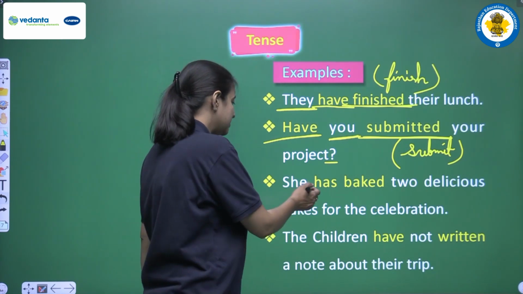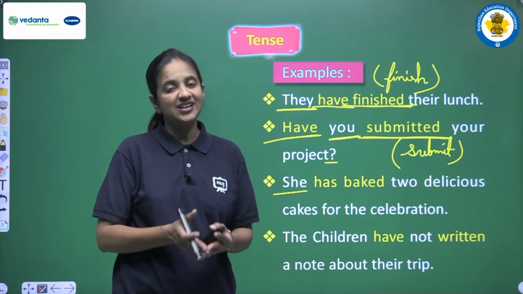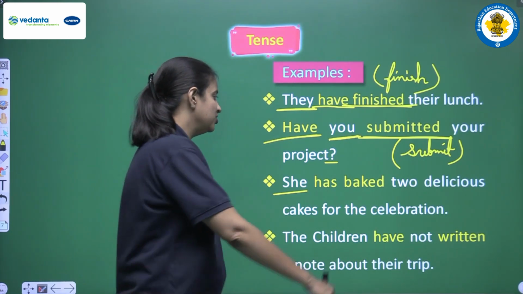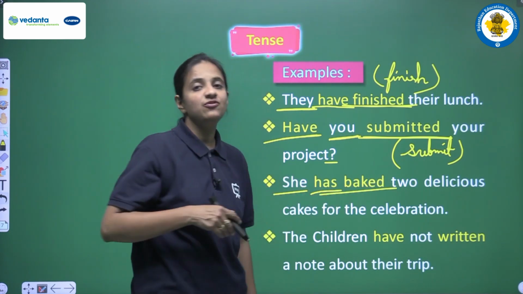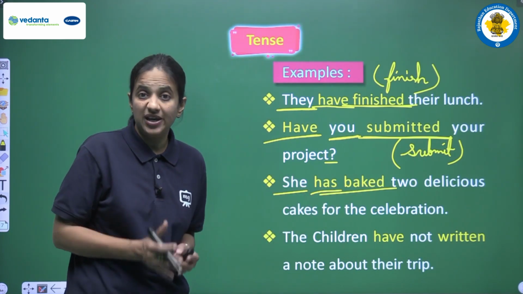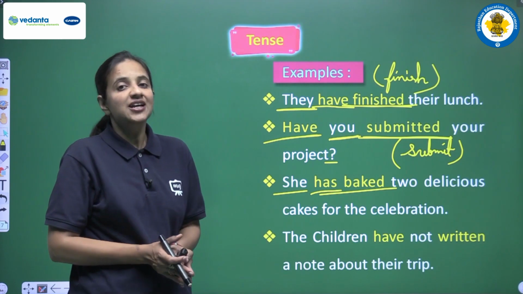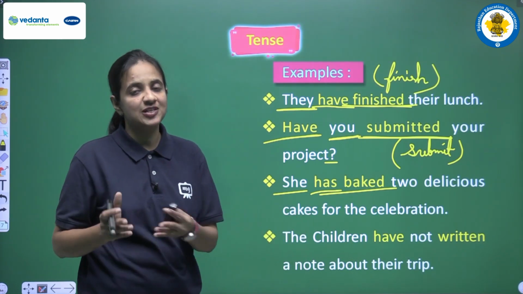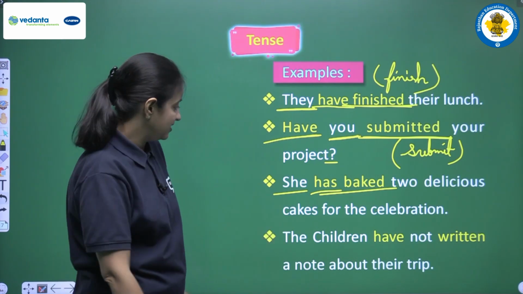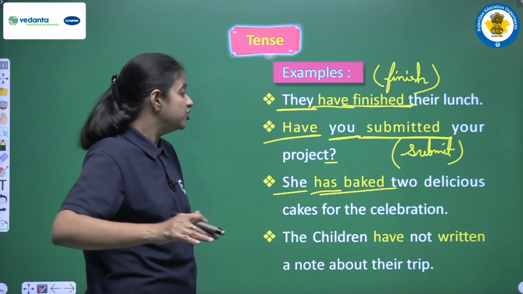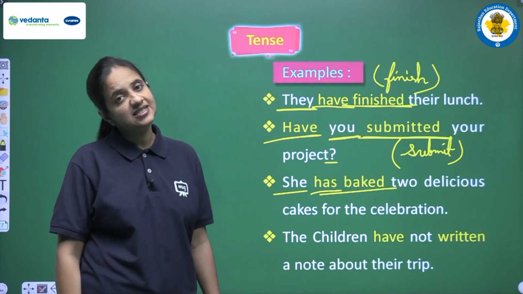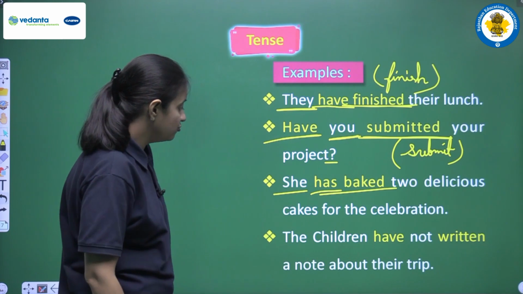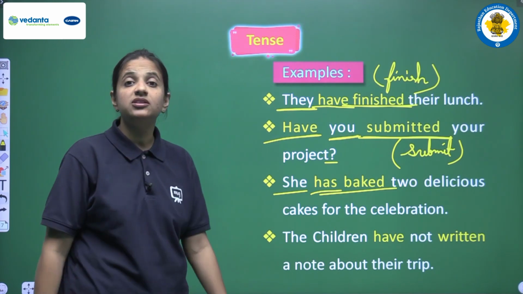So now in this sentence we are having she as subject, and we all know that she is a singular one. So for singular subject we are using has here, and again we are using third form of the main verb. So the main verb is bake here. So we have converted bake into baked. Okay, we have converted first form into third form, and the sentence is she has baked 2 delicious cakes for the celebration. Clear? Next one is the children have not written a note about their trip.